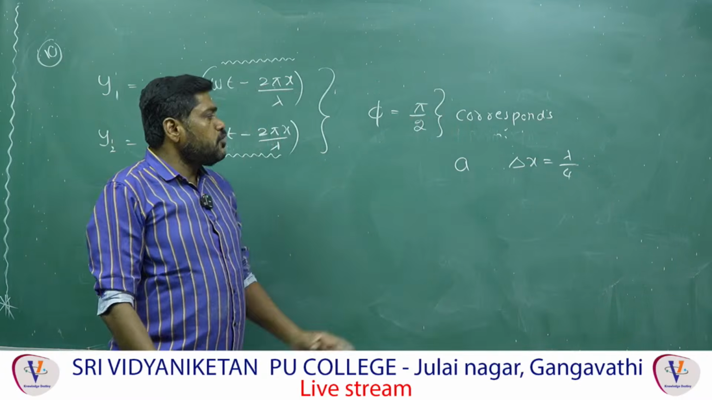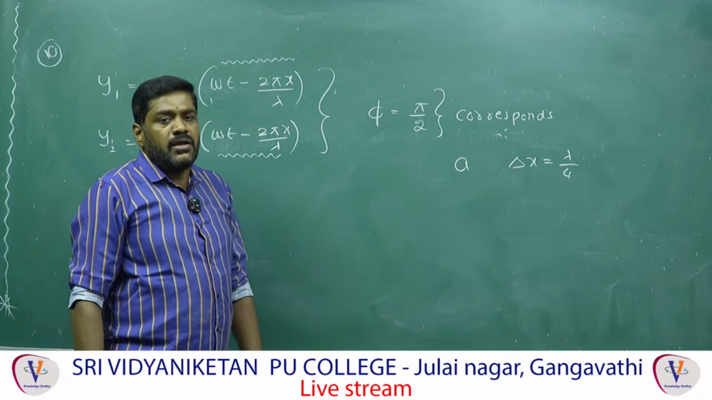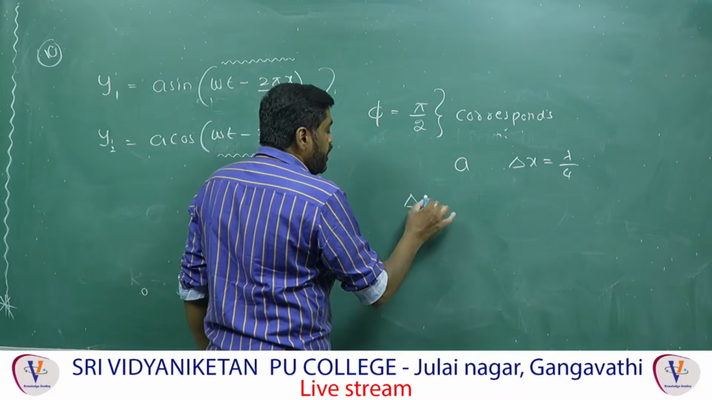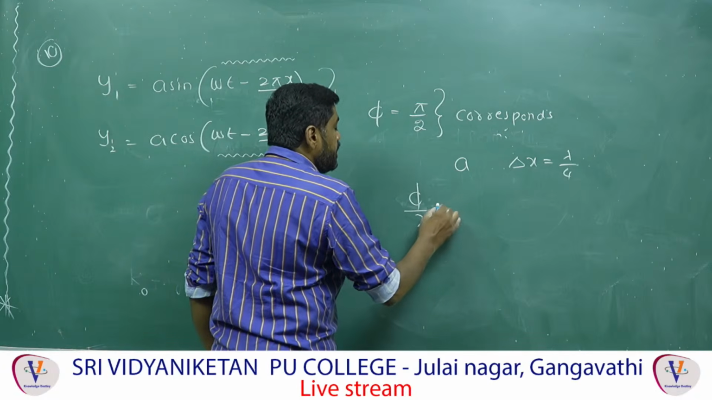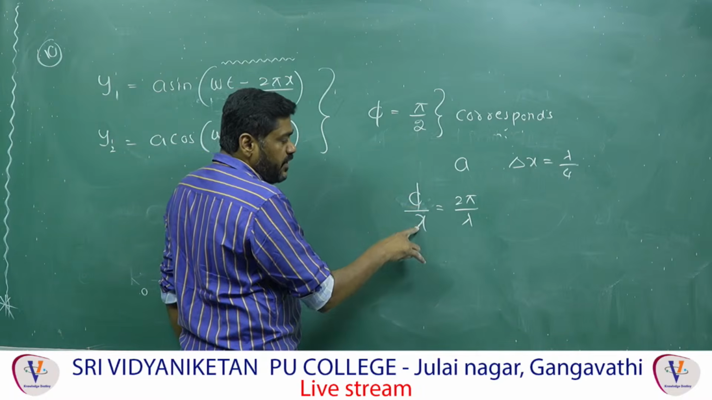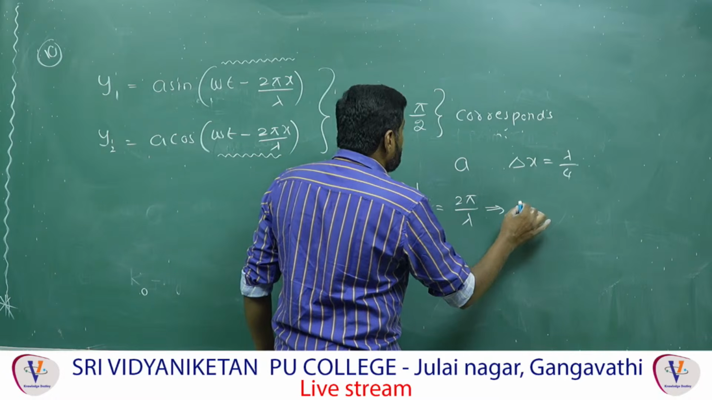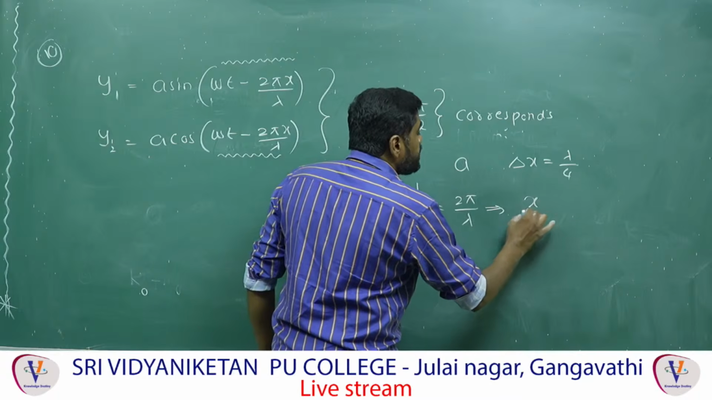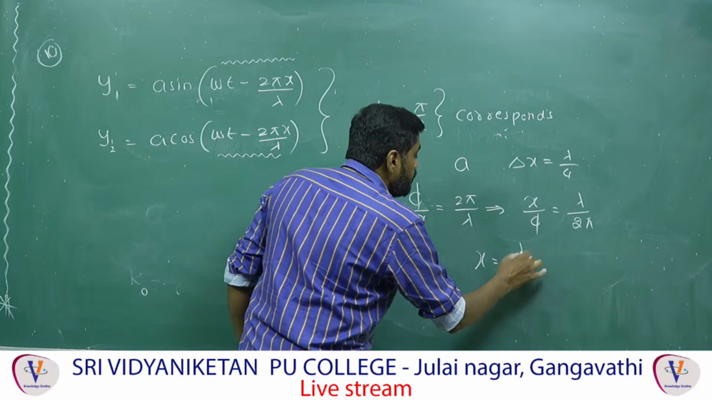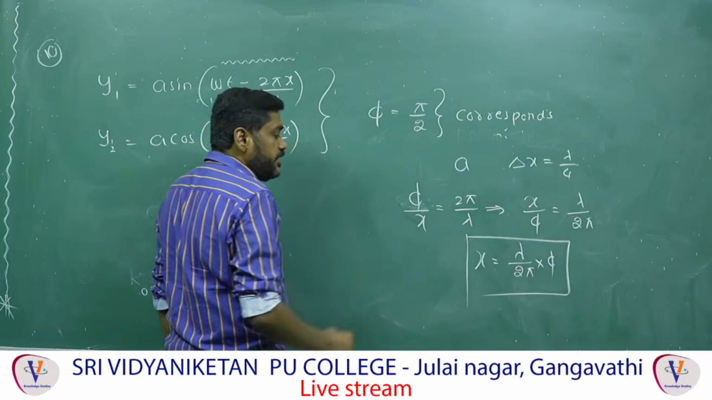Right or not? Otherwise, what is the relation between them? The phase difference by path difference is always equal to 2 pi by lambda. Remember this one. The phase difference is pi by 2, and we want the x value. Therefore, x by phi is equal to lambda by 2 pi, and x is equal to lambda by 2 pi into phi. Remember this formula, and you can get the direct answer for anything.